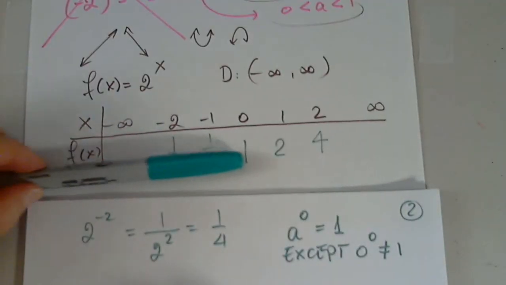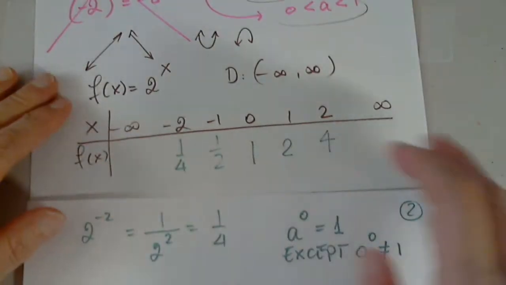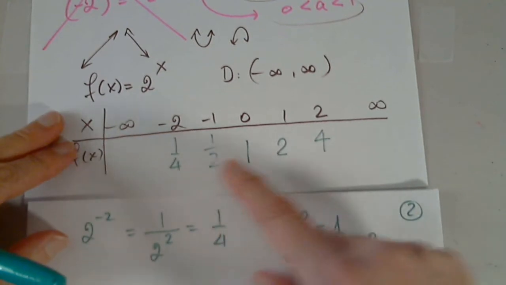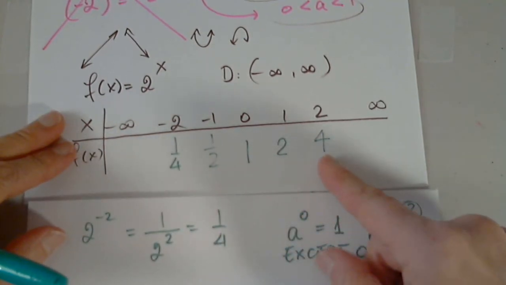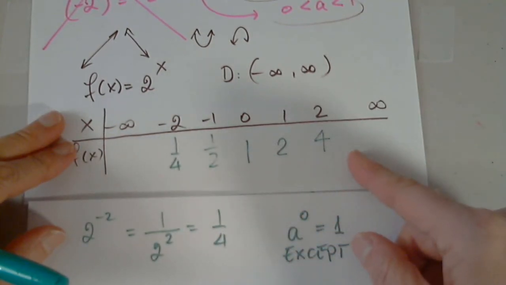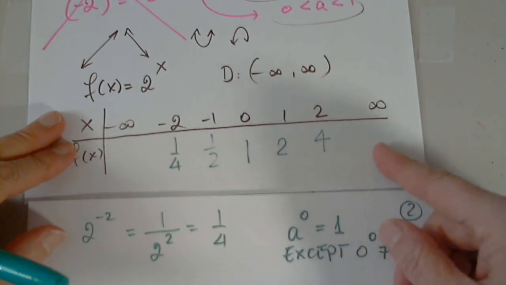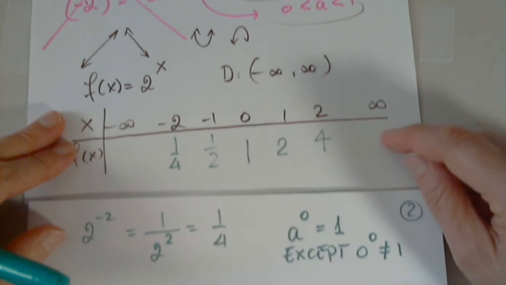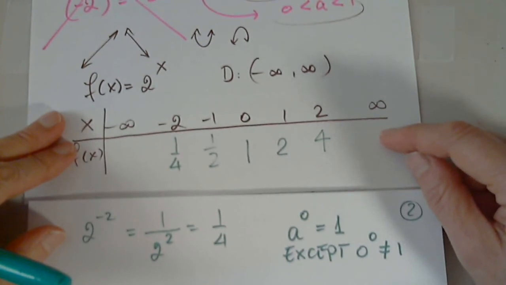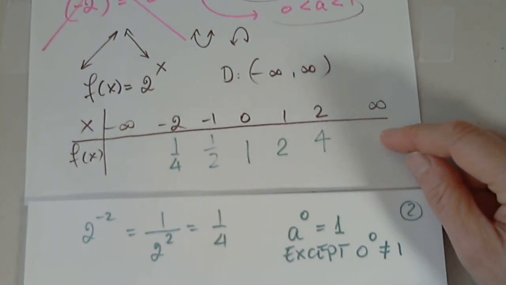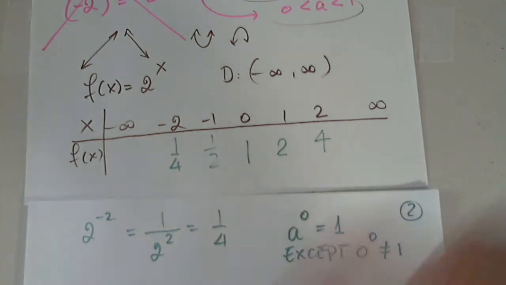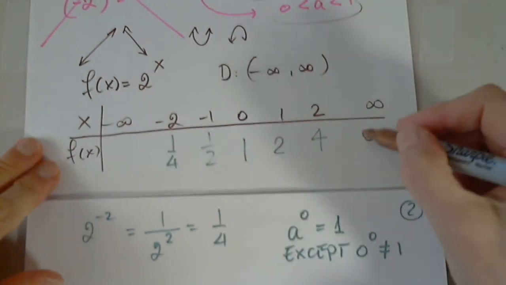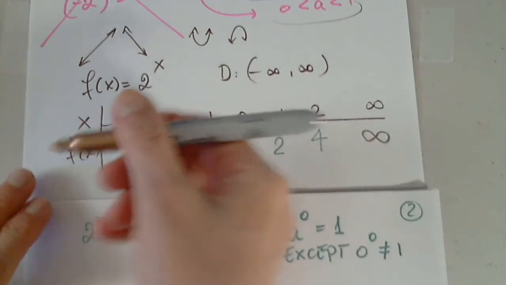Now remember the end behavior. Let's go this way first: 1 over 4, 1 over 2, 1, 2, 4, 8, 16, 32, 64, 128. Where am I going? What do you think? A wild guess. It's okay if you're wrong. Infinitely. Thank you.